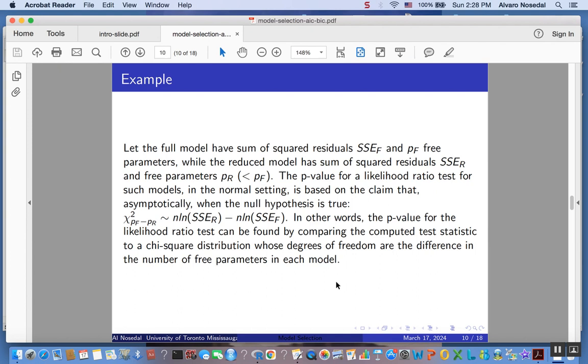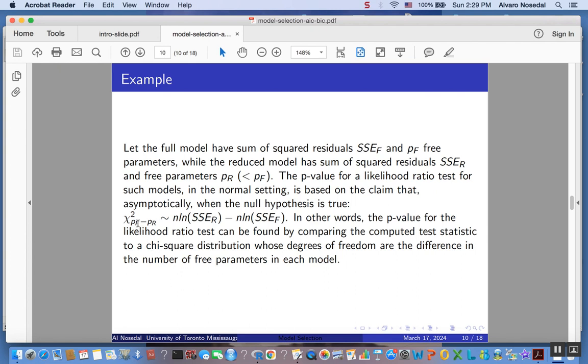The test statistic will be given by this, a chi-square distribution. We know that the chi-square distribution has a parameter that defines which member of the chi-square distribution family you're particularly interested in: the degrees of freedom. So how do you determine the degrees of freedom for a chi-square when you're carrying out a likelihood ratio test?